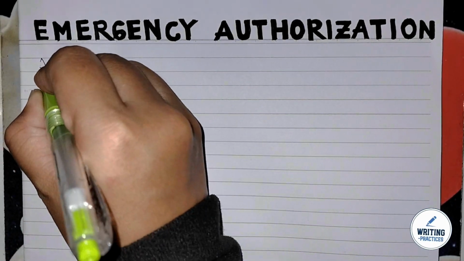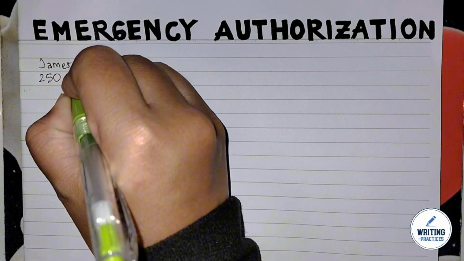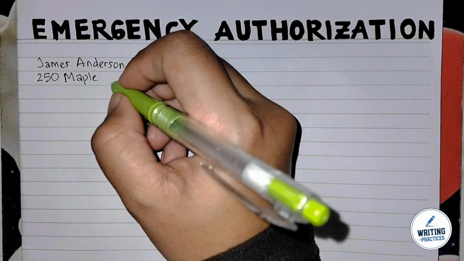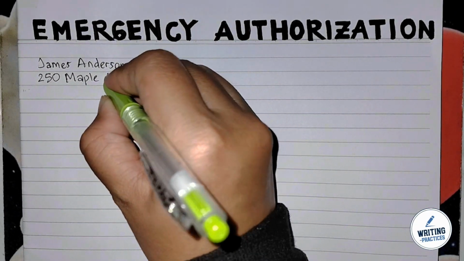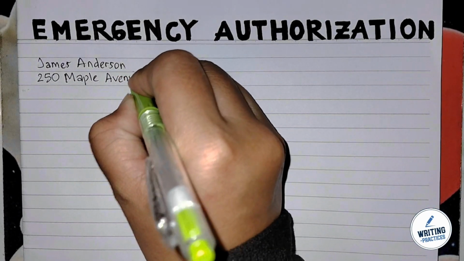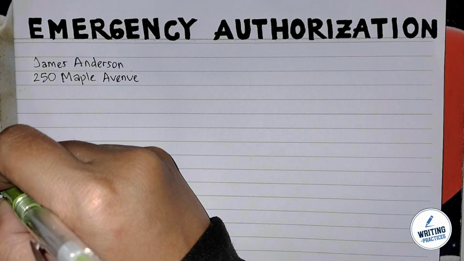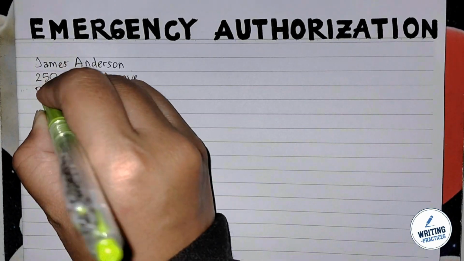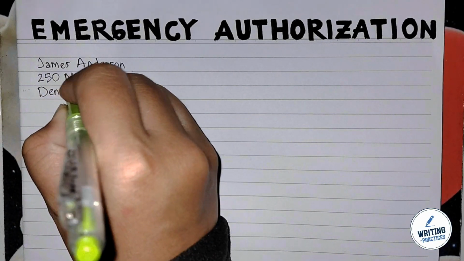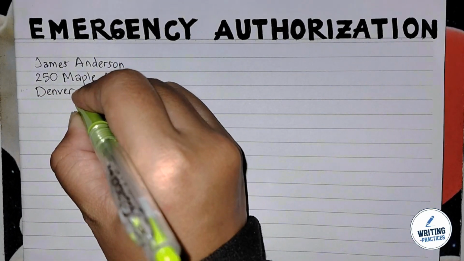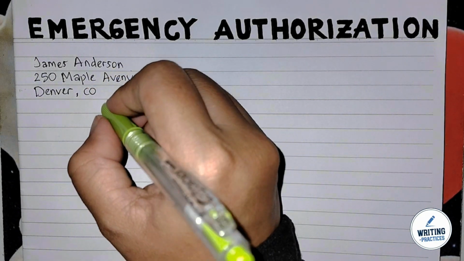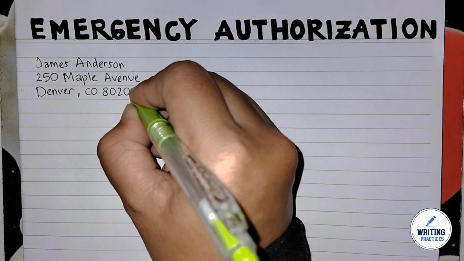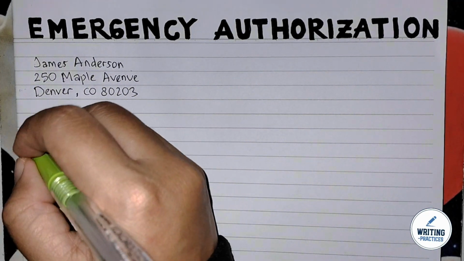This letter typically outlines the specific actions the authorized person is allowed to take, such as making medical decisions, accessing personal information, or managing emergency services. It is used when the primary individual is unavailable, such as during travel or illness, and needs someone else to handle urgent matters in their absence. The letter includes the time frame of the authorization, details of the person being granted authority, and any relevant conditions or limitations. Here, Writing Practices will show you how to write an emergency authorization letter step by step.